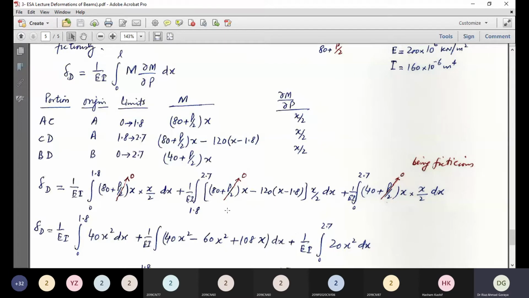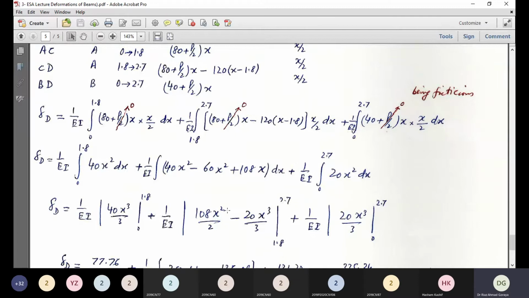Now we will equate P equal to 0 being fictitious, and the rest of the integral will be solved. It is simply the mathematics. Please solve it yourself. Please switch on your cameras and solve it, please.